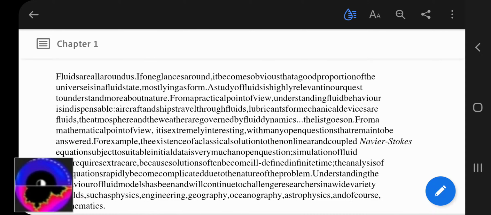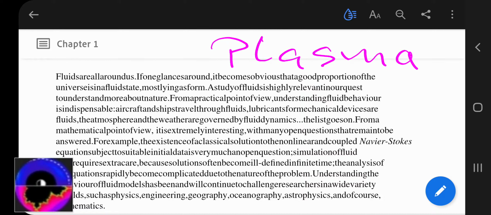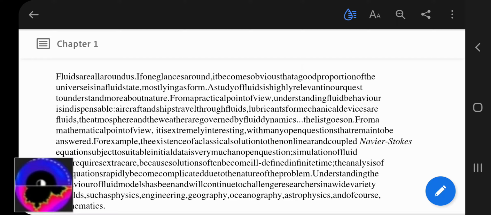Fluids are all around us. If one glances around, it becomes obvious that a good proportion of the universe is in a fluid state, mostly in gas form, which is plasma. But let's continue. The study of fluids is highly relevant in our quest to understand more about nature. From a practical point of view, understanding fluid behavior is indispensable.